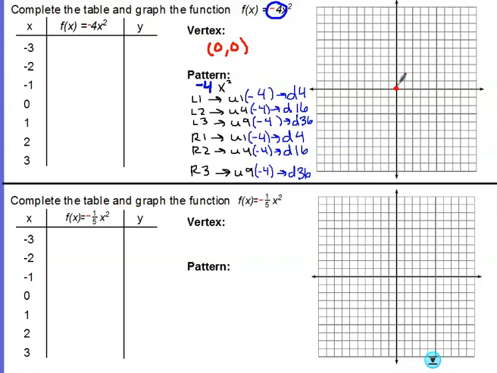We follow our pattern from the vertex, left 1, down 4. 16 and 36 are too big, so I move on to the next one, right 1, down 4. And then again, 16 and 36 are too big, so I connect my dots. And more or less, here's the graph of my function. Go ahead, take a minute, pause the video, and practice our final quadratic on your own.